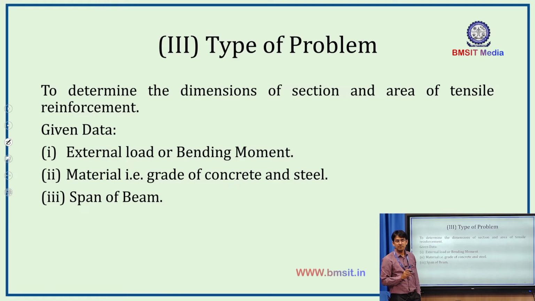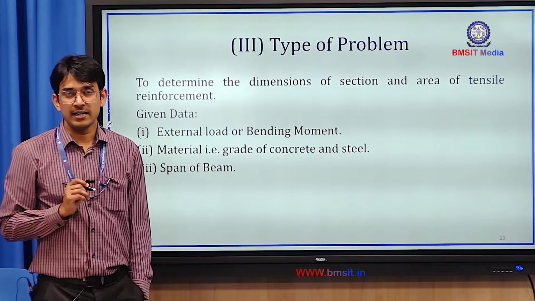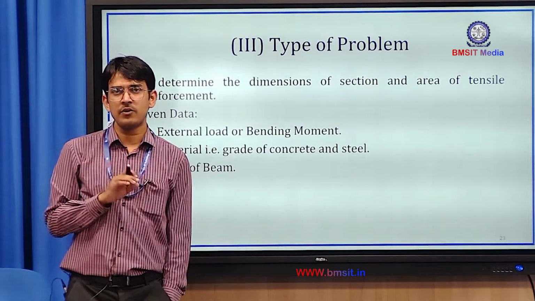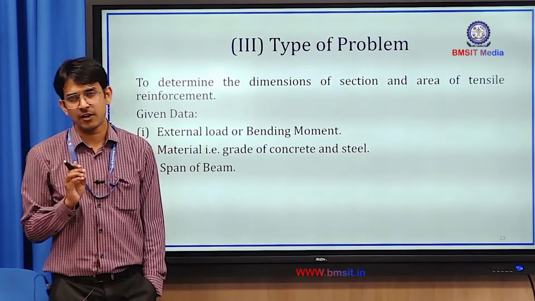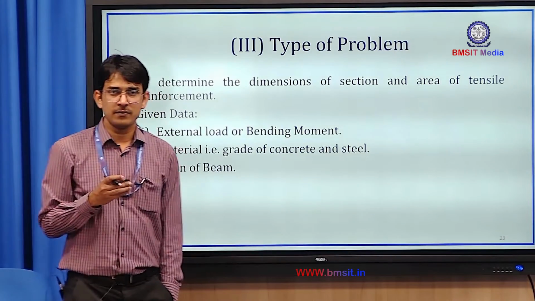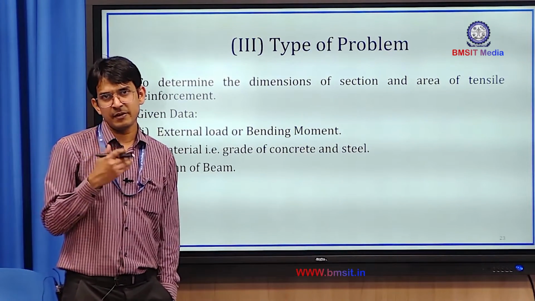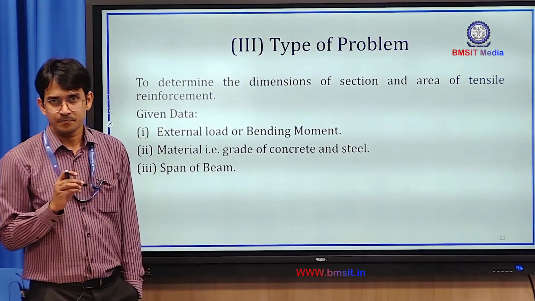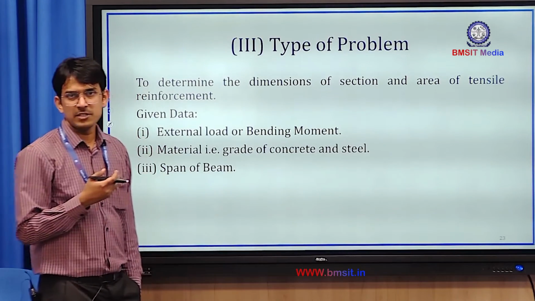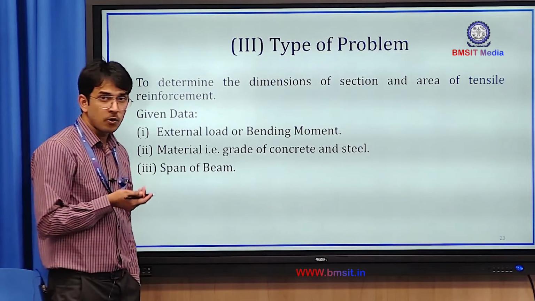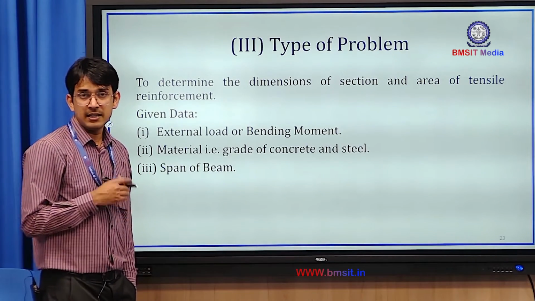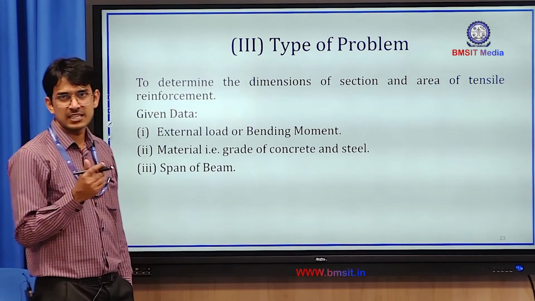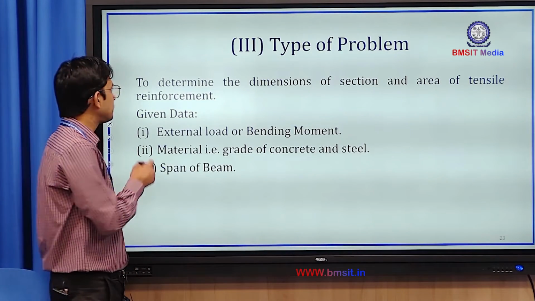The third type of problem, which I call the design problem, is one in which we don't know the section size, we don't know the area of steel. Now we have to calculate the dimension size and area of steel, and after that we will provide the reinforcement area of steel, and then we provide the number of bars. So what information do we require? We require how much is the load or bending moment coming on that beam, what is the grade of the materials which we are using, and what is the span of the beam. Such information we require to design this beam.